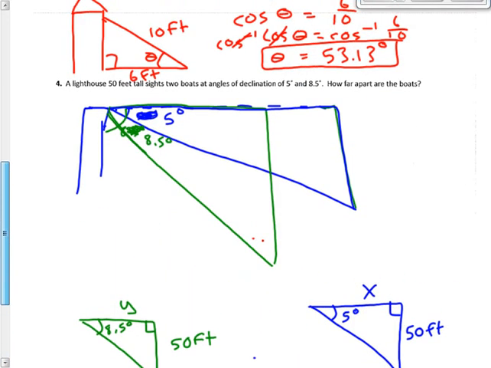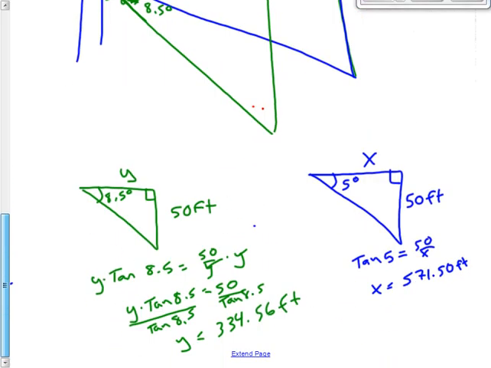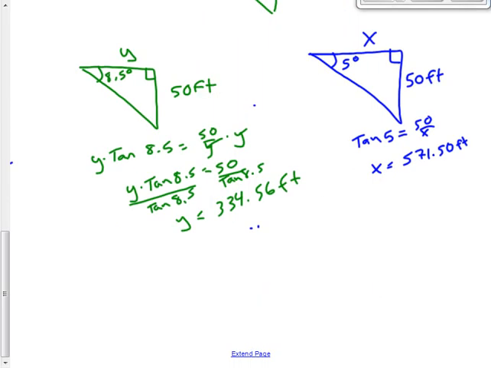The question is, how far apart are the boats? So if one boat is at 334 feet away and one boat is 571 feet away, I just have to subtract those things to get that the boats are 236.94 feet apart.